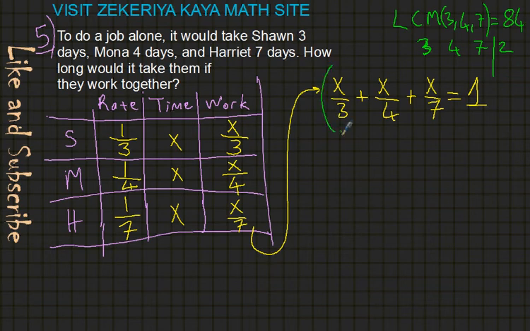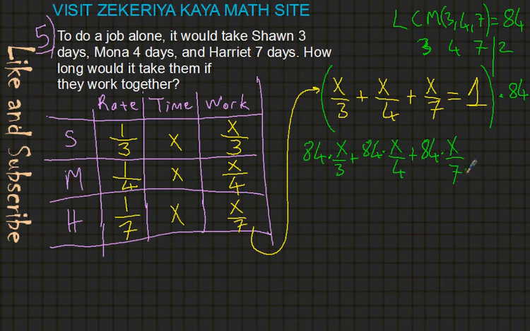So if I multiply everything by 84, I will eliminate the denominators. So 84 times the first, X over 3, plus 84 times the second, X over 4, plus 84 times the third one, X over 7, which is equal to 84 times, what is the number after the equal sign? 1. You multiply everything by 84, okay? 84 is the least common multiple of the denominators.